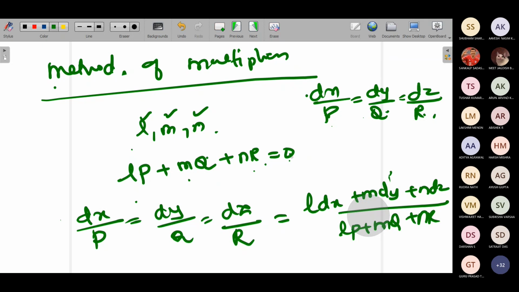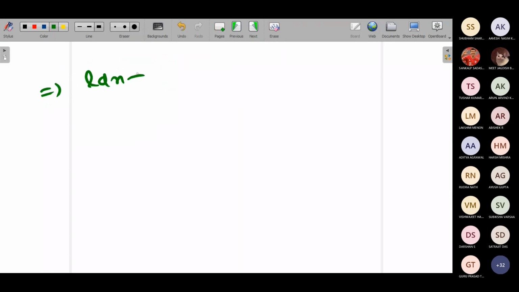And what are these L, M, N? L, M, N can be constants, functions of x, y, z, or combinations of constants and functions. It can be of any form. So dx by capital P, dy by capital Q, dz by capital R, I am equating to this ratio. Since LP plus MQ plus NR is equal to 0, I can equate L dx plus M dy plus N dz equal to 0. So this implies L dx plus M dy plus N dz is equal to 0.